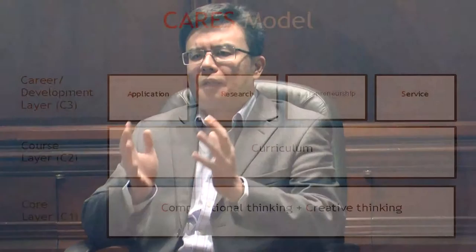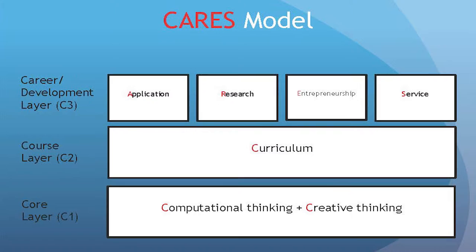Let me describe the CARES model briefly. The CARES model has three layers, right? The core layer, the course layer, and the development layer, or the career layer. And the core layer addresses the fundamental thinking capabilities of our students. You know that our brain has two sides. The left brain, which governs logical thinking and computational thinking in general, and also our right brain, which governs creative thinking. So the fundamental layer, that is the core layer, seeks to foster whole brain development.